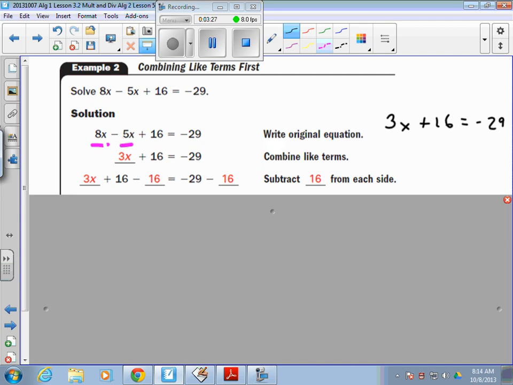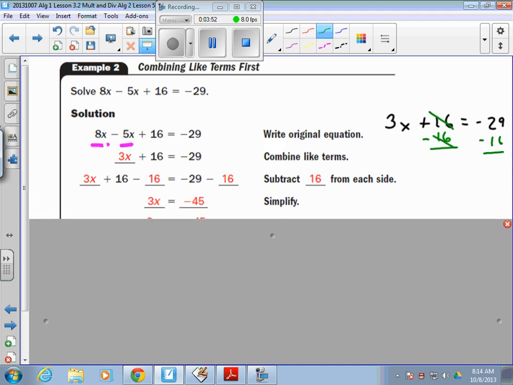We know to undo something now, since there's nothing else we can combine. Normally you would do multiplication before you do addition and subtraction, but again, when you're undoing it, you take care of all your addition and subtraction first. So you have plus 16 to subtract. If you subtract it on the left, do likewise on the right. Negative 29 minus 16, and on the left side it'll cancel out and leave you with just 3x equals, now you have negative 45.